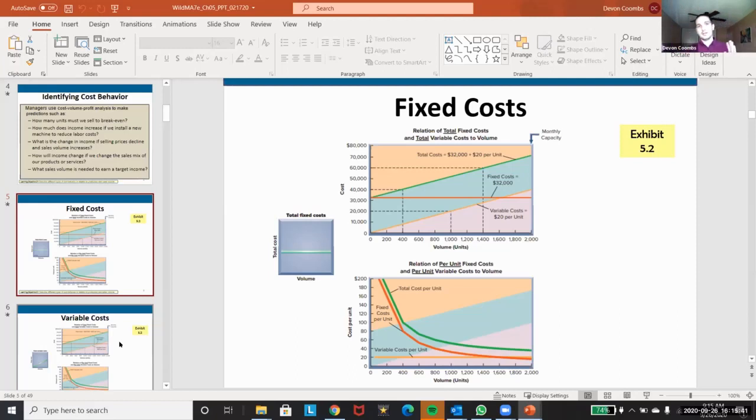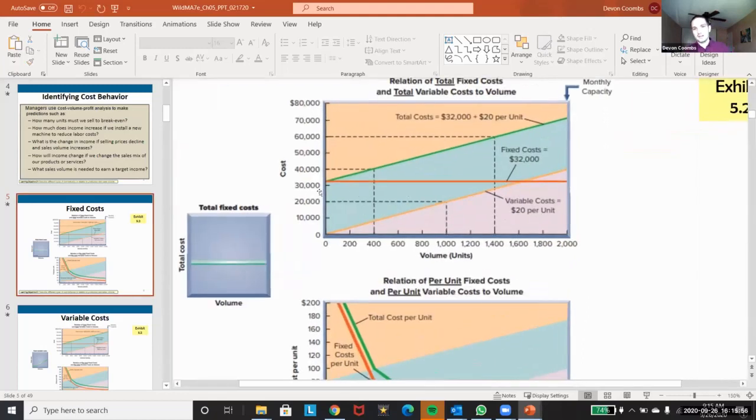We're not going to talk about that. You'll talk about that more in advanced economics and cost accounting. But for this, we're just going to talk about simple cost behavior analysis within a specified range. And so here's a nice little graph that shows us the cost behavior.